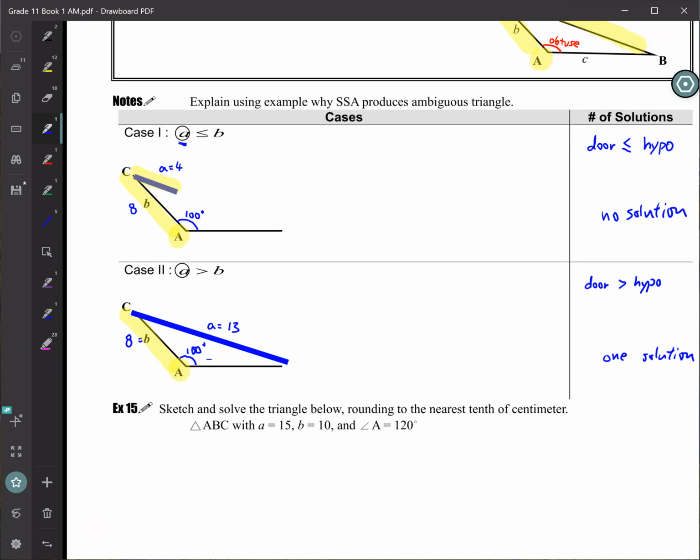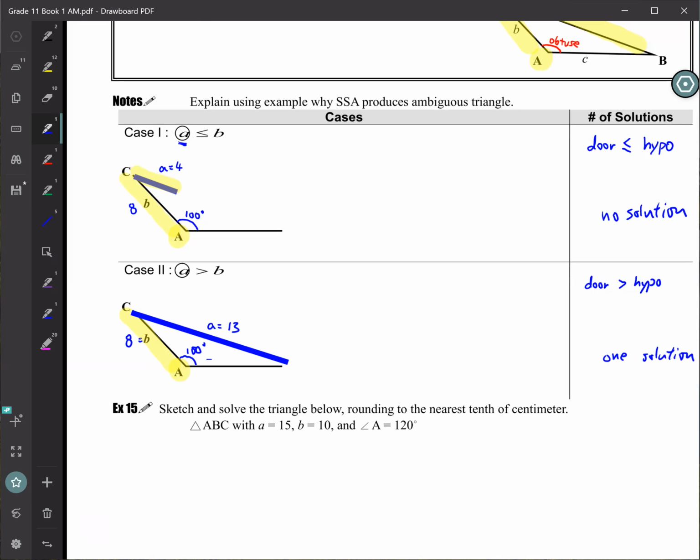Here we'll explain why we get ambiguous. Same thing, we're going to start with the door. The door will determine which case it will become. So let's make an angle. Let's say the angle they give you is, let's pick something that's bigger than 90. Let's use 100 degrees. And then the hypotenuse side, which is this one, let's just choose a random number.